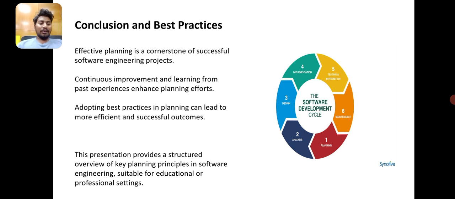These are the representation in a diagram. First is planning, second analysis, third design, fourth step is implementation, fifth step is testing, and sixth step is maintenance. These represent the software development cycle.